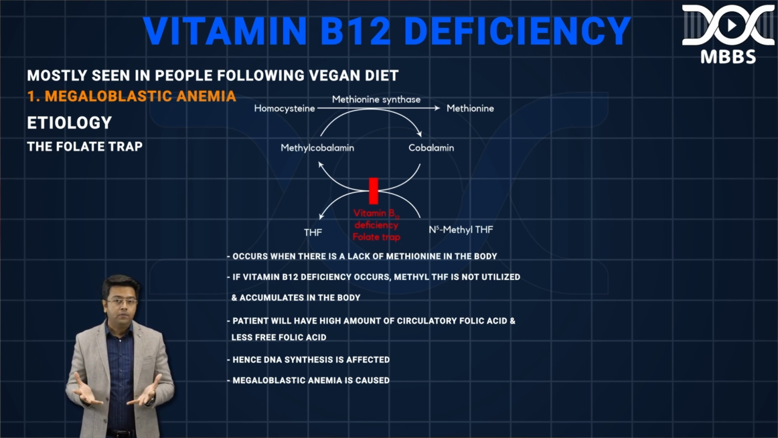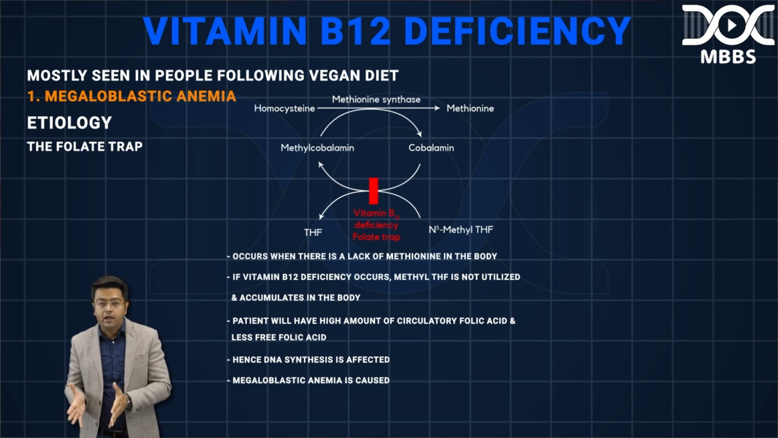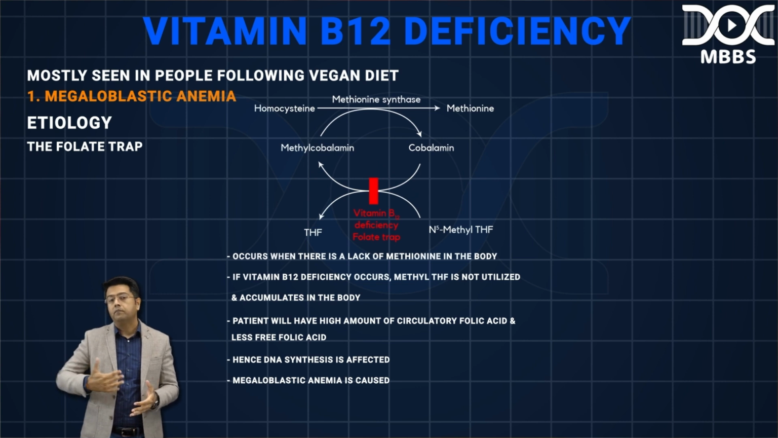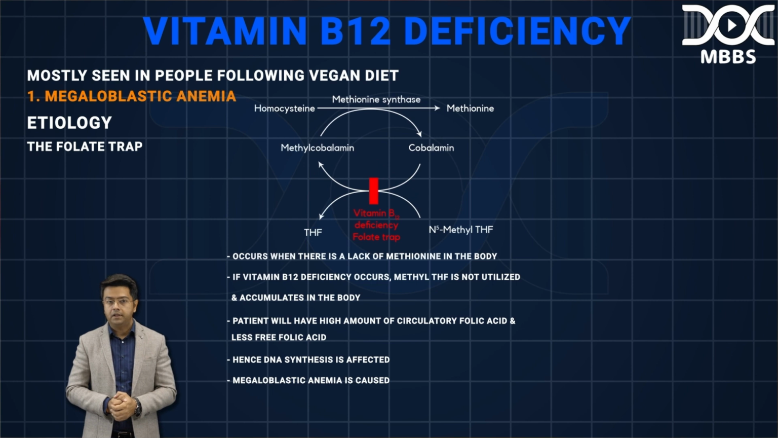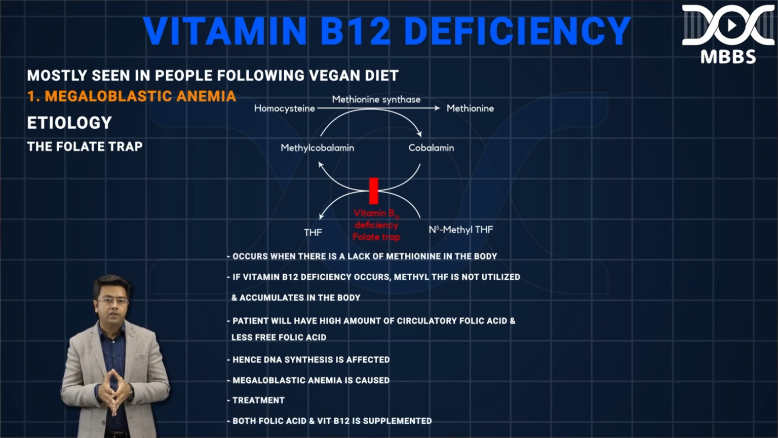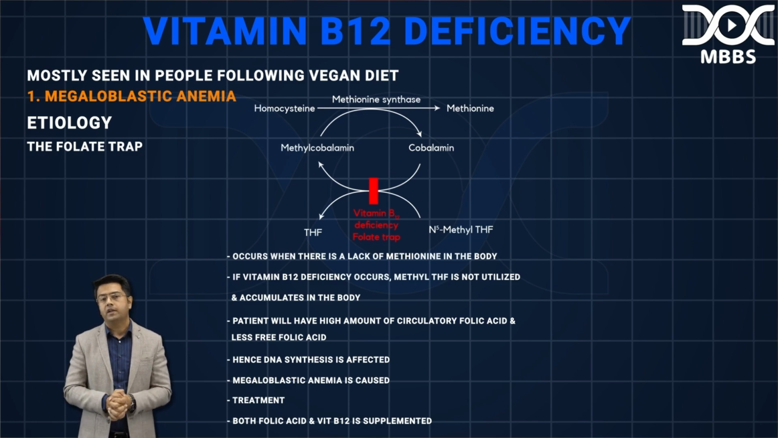So, strictly speaking, the megaloblastic anemia is caused by the folate deficiency, not by the B12 deficiency. But in B12 deficiency, the folate is trapped. That's why we also say B12 deficiency causes megaloblastic anemia, right? So why we should give both B12 and folic acid to a patient of megaloblastic anemia?